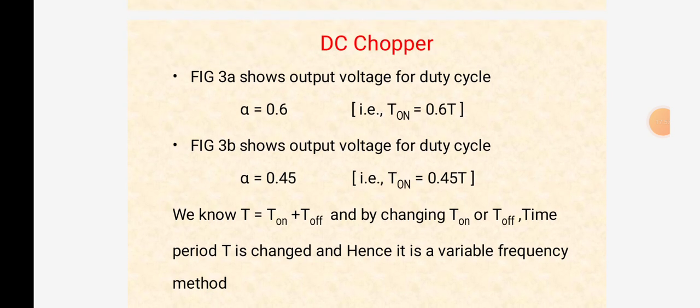In this, the first figure shows the output voltage for duty cycle alpha equal to 0.6, that is T on is equal to 0.6 times total time. Alpha is equal to 0.45, that is T on is equal to 0.45 times total time. We know the total time T is equal to T on plus T off, and by changing T on or T off time, the total time period T is changed, and hence it is a variable frequency method.